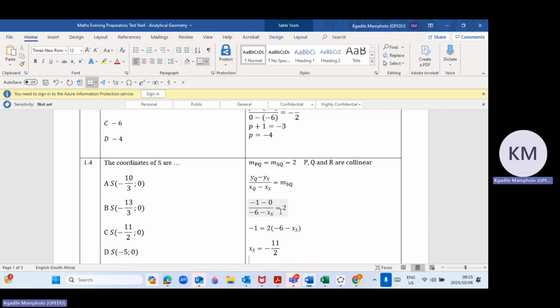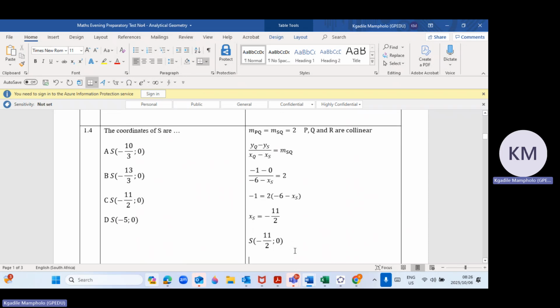So we know that y of Q is -1, y of S is 0 because that is the x-intercept. Then x of Q is -6, x of S is unknown. Then you cross multiply, then you make x of S the subject of the formula, which is -11/2. Then S is (-11/2, 0), or (-5.5, 0). So it means in this case your correct option would be C.